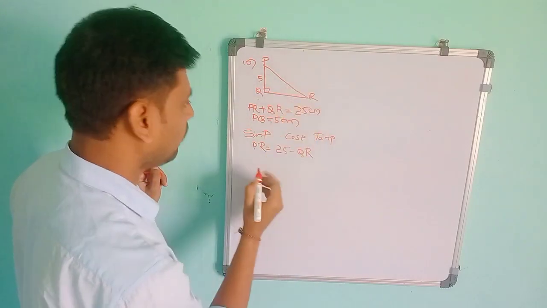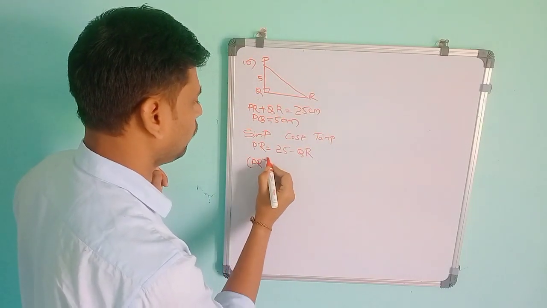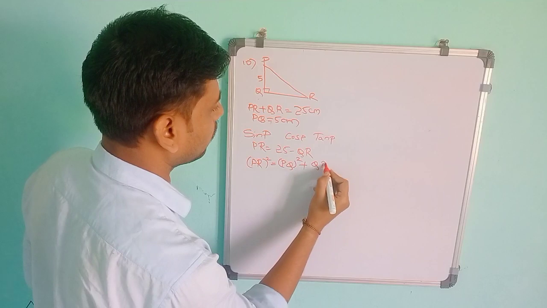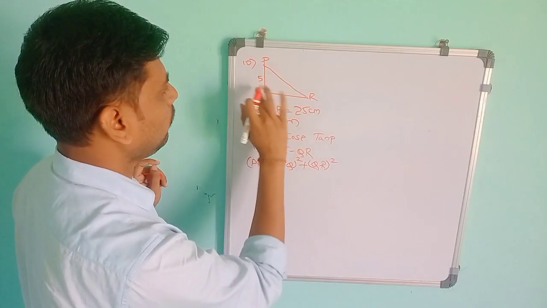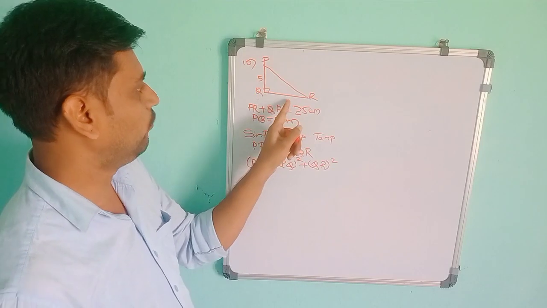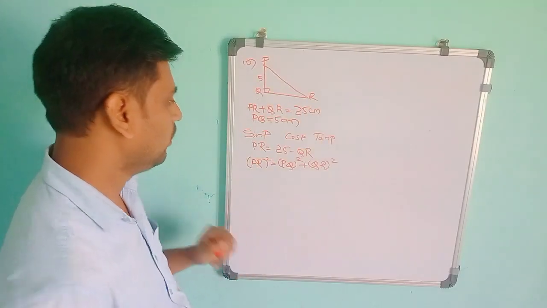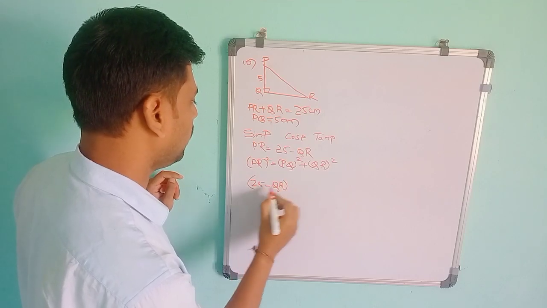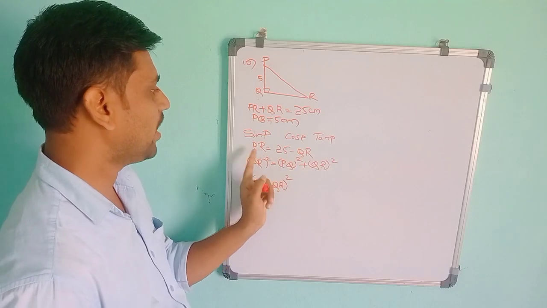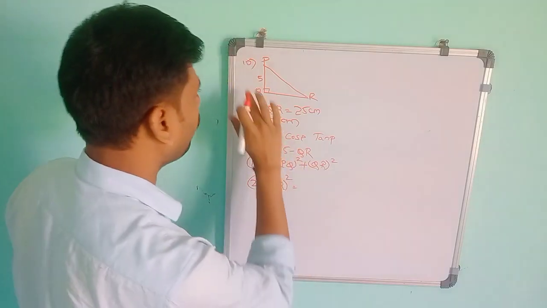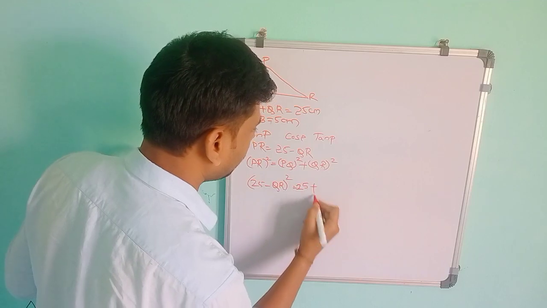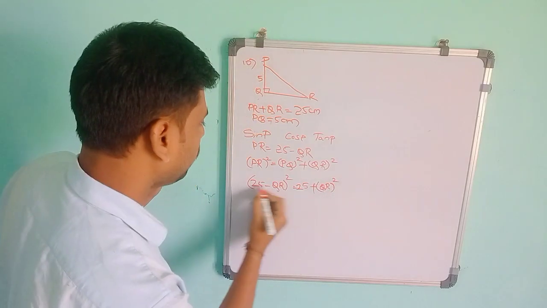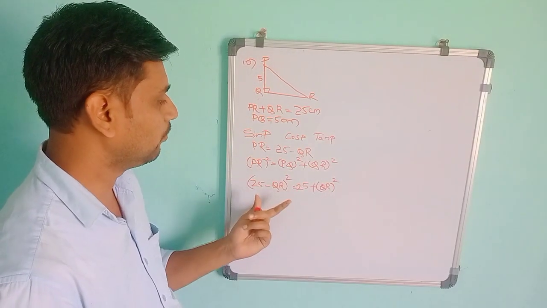As we know the Pythagoras theorem, PR square is equal to PQ square plus QR square. Hypotenuse square is equal to base square plus altitude square. PR square we can write as 25 minus QR whole square, because we can write PR in terms of QR. PQ is 5 centimeter, so 25 plus QR square. This one is split using A minus B whole square, that is A square plus B square minus 2AB.